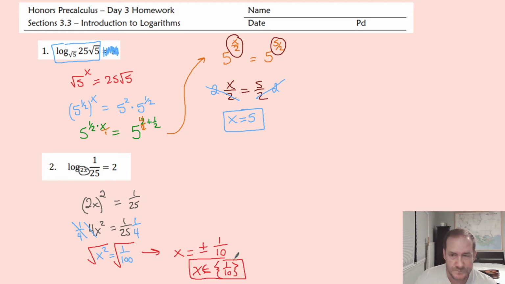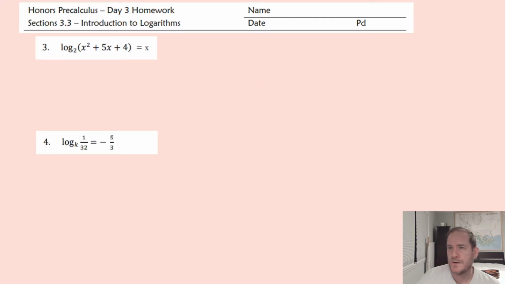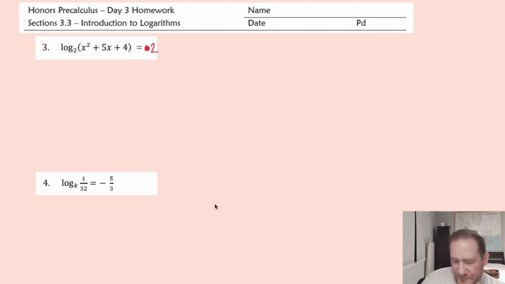So there. All right, that's 1 and 2. This one here had a typo. I believe Ms. Butler said that we just want to make this a 2. That makes this problem much easier. But to solve, you're still going to immediately convert to exponential notation. So our base of 2 gets raised to the power of 2 from over there. And then you set that equal to this quadratic that was in parentheses. And then 2 squared is, of course, 4.